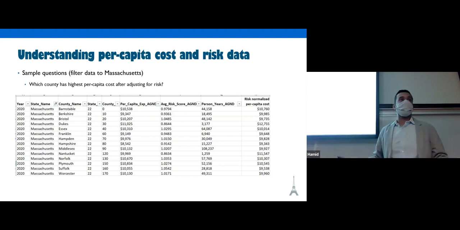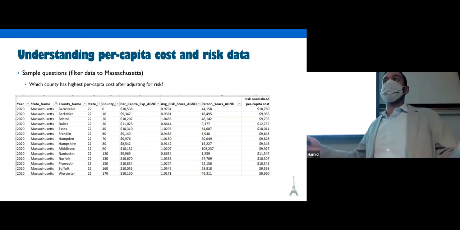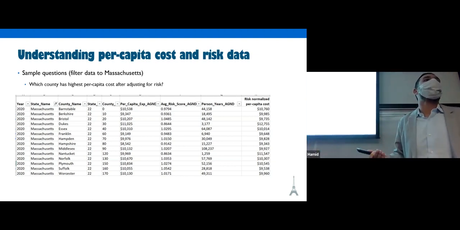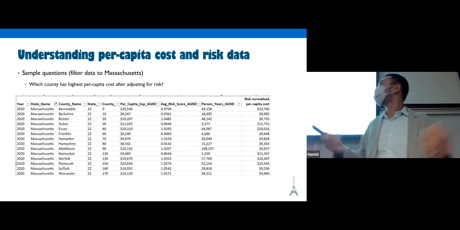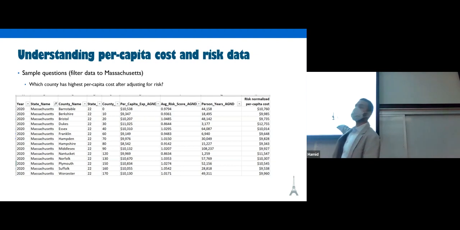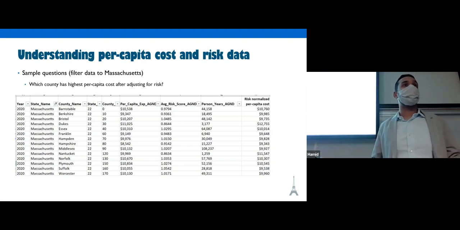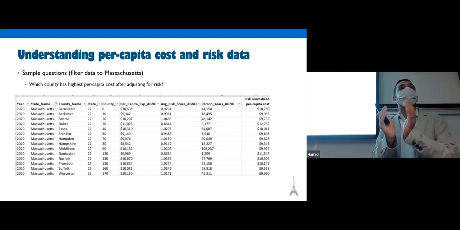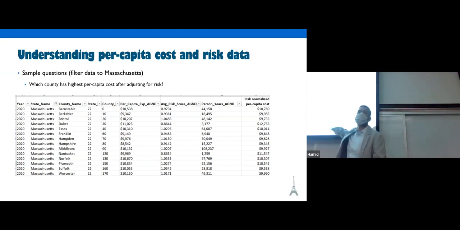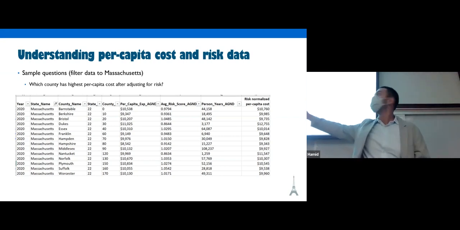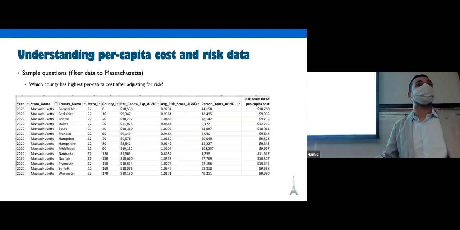It's not wrong to say that Dukes and Nantucket are the highest cost, but you have to also think about the context. You may not know that these counties are islands, but if you look at the person years, the number of people, you'll quickly notice that a lot of rural counties in the United States have very, very small populations. Some of them, like Suffolk County, where Boston is, have 28,000 seniors, and some of them have 1,000 people.